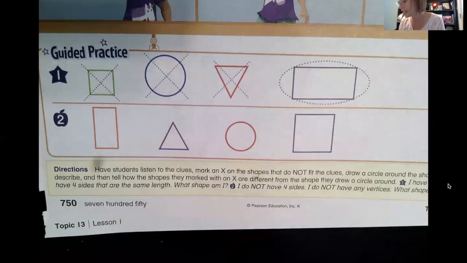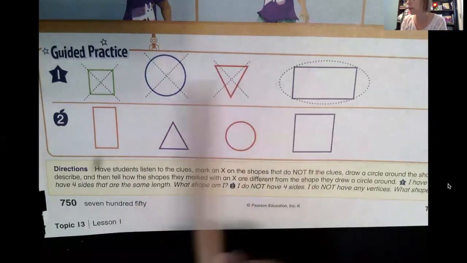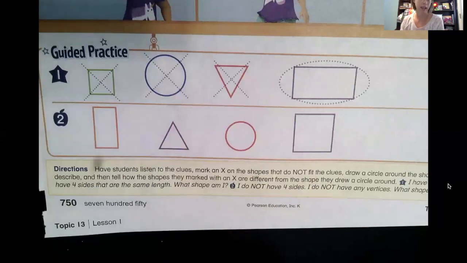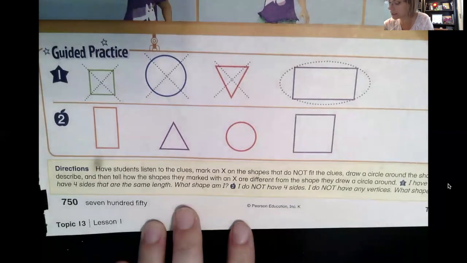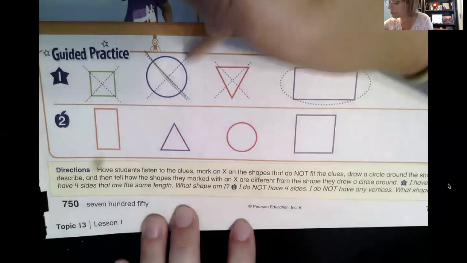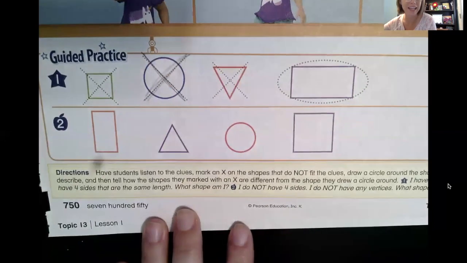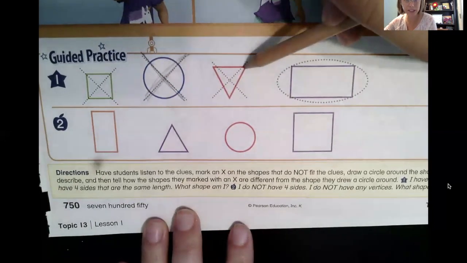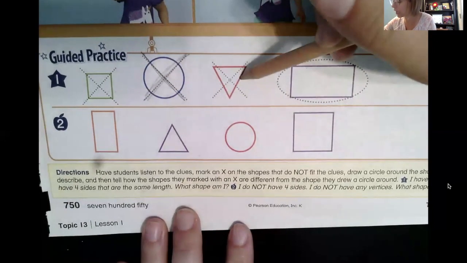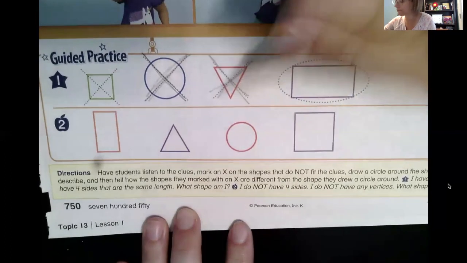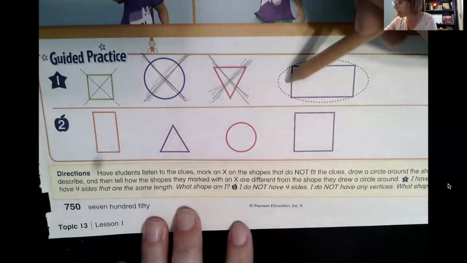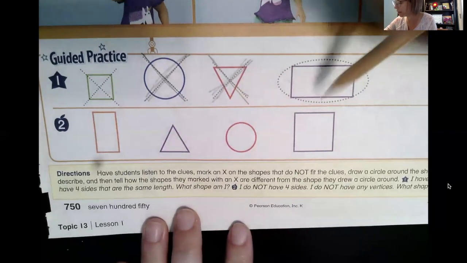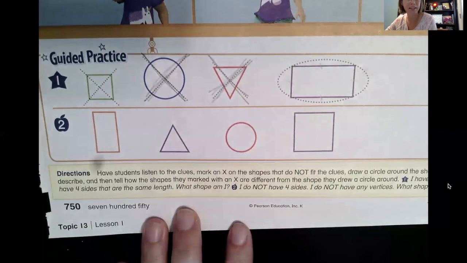Number 1 says, I'm looking for a shape that has 4 sides. Okay, well, I see 2 shapes that do not have 4 sides. This one has 1, 2, 3, 4. This one has, nope, no sides. It can't be that one. Does this one have 4 sides? 1, 2, 3. Nope. How about this one? Does this one have 4 sides? 1, 2, 3, 4. Aha.